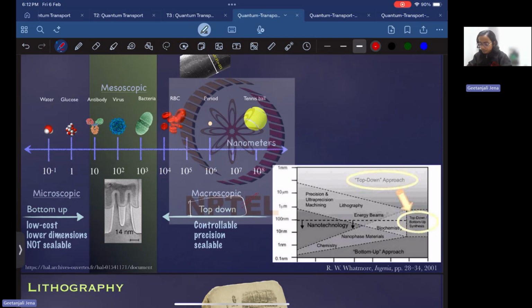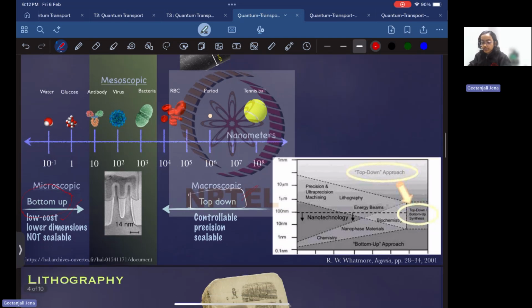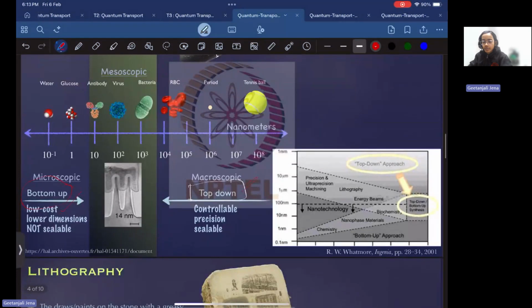For the bottom-up approach, we start from the atomic dimension, then gradually grow the material on that medium to get our desired design. Relative to the top-down approach, bottom-up is low cost, and it can reach dimensions much smaller than what we can get with top-down. But the main demerit of the bottom-up approach is that it is not scalable.